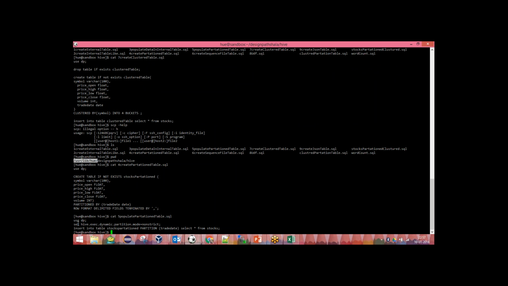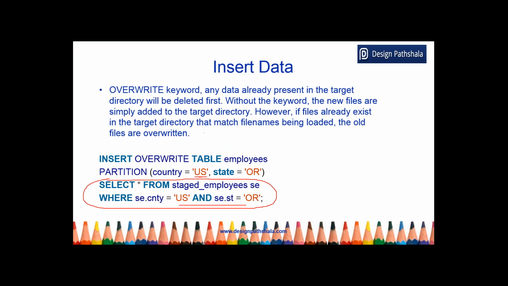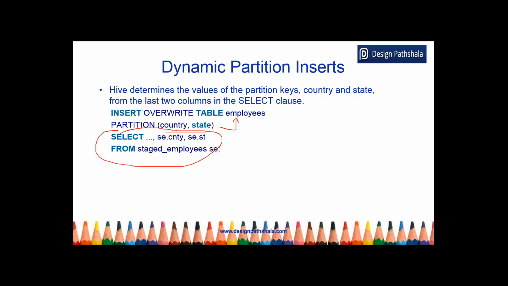So I ran this: set dynamic partitioning non-strict to load the data. If dynamic partitioning is strict by default, then when I run this query it will give me an error because it cannot figure out the trade date value from this select. Non-strict means that for trade date equals trade date, where I want to insert, I would otherwise have to give the value here. So I have to make it non-strict, then only this query will run. Otherwise I would have to give static partitioning, something like this: country equals US, state equals OR. So this is the difference between static and dynamic partitioning.